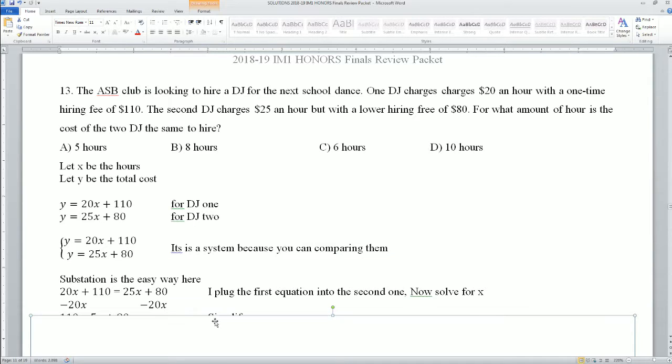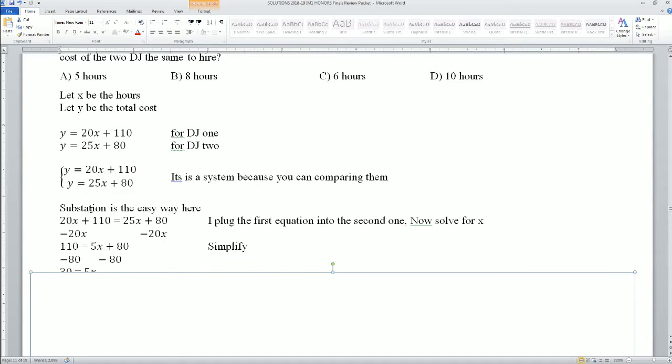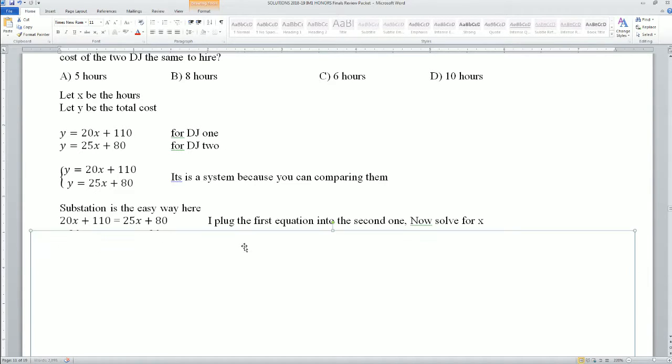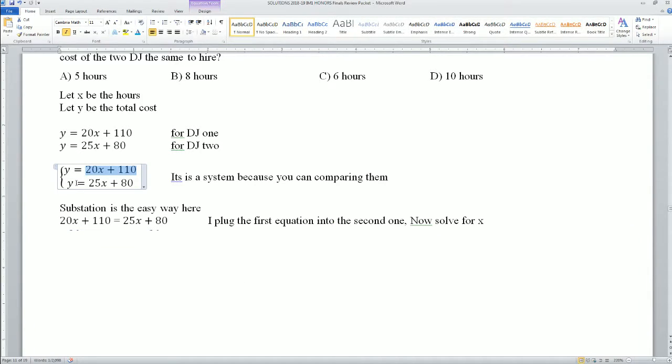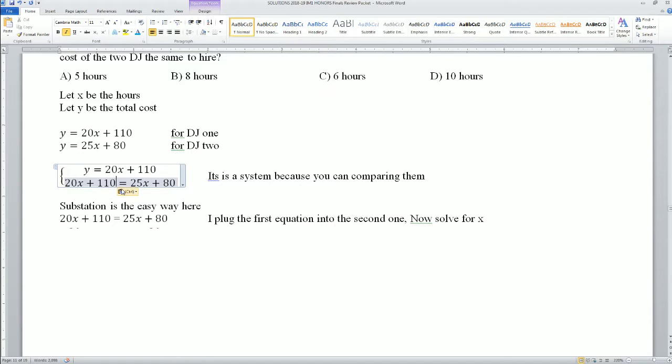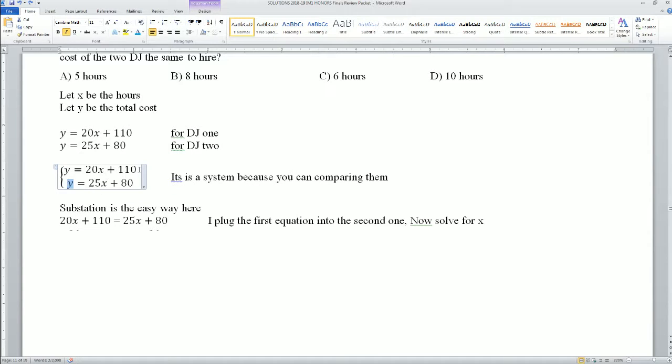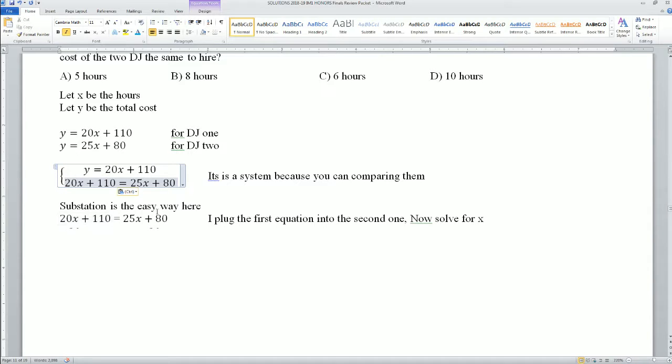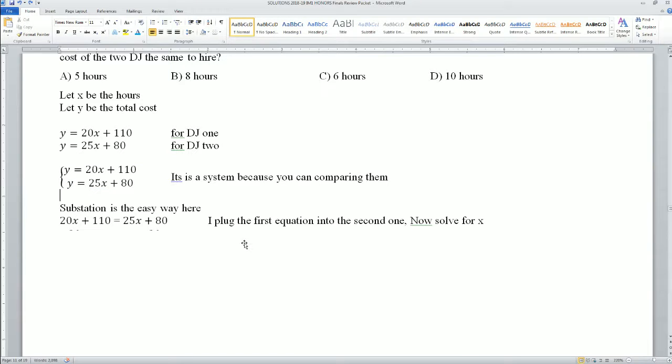In this case, substitution is the easiest way here. I substitute the first equation into the second one. Watch this. The second one, I'm going to copy, and paste right here in the second equation. That's how I got this equation. So I plug the first equation into the second one.